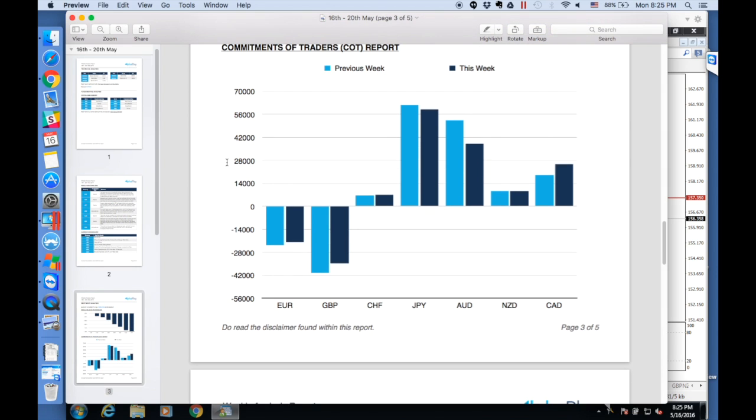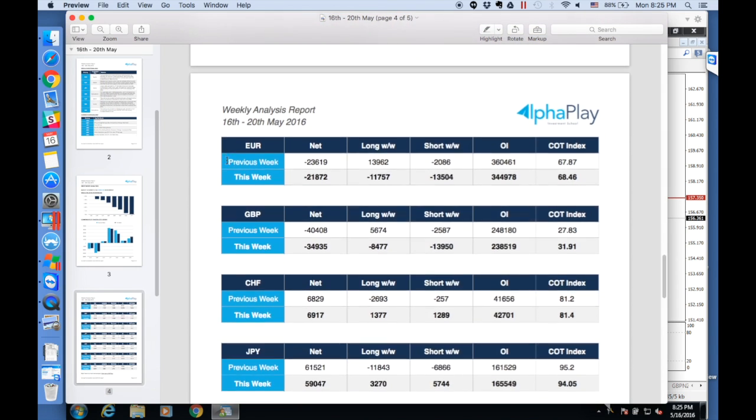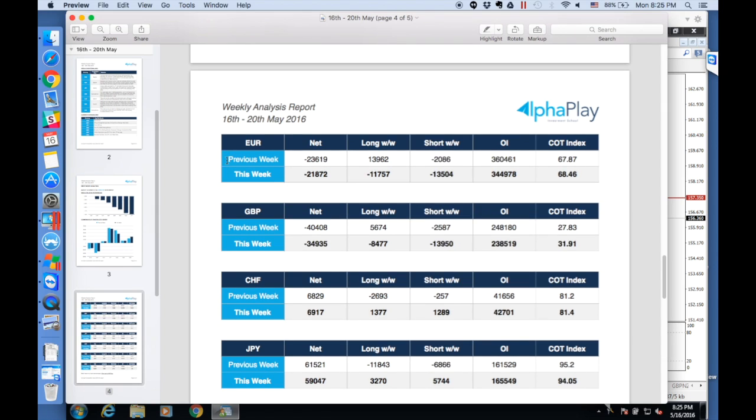So that's where, for example, if we take pound, you go down to this one, and you can see which one is contributing more to that increase from last week to this week. The reason I say increase is because last week it was negative 40k.